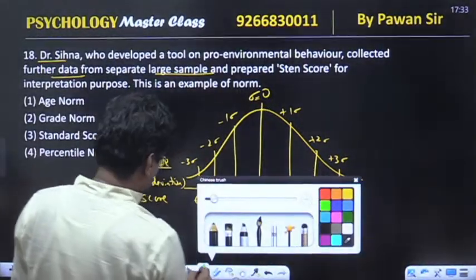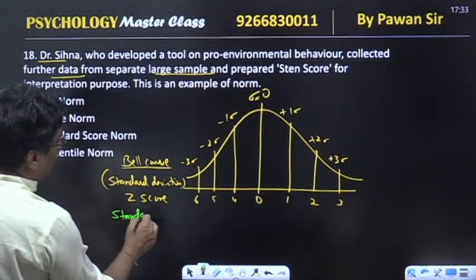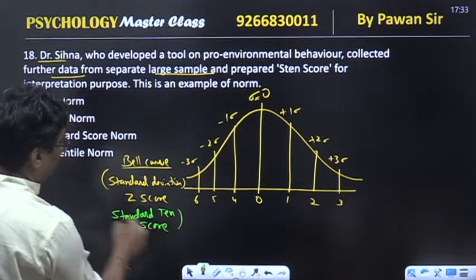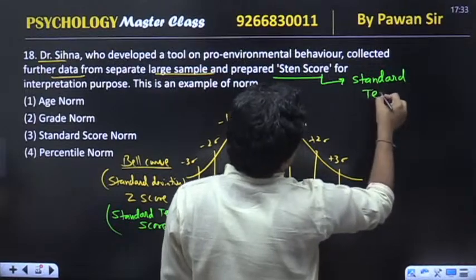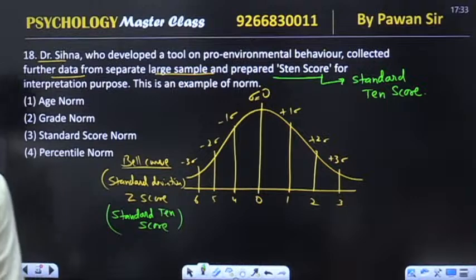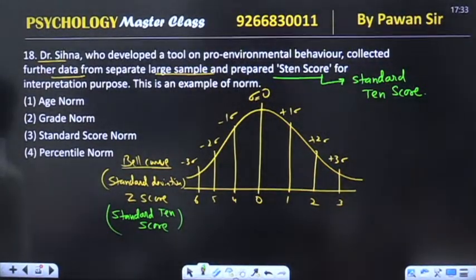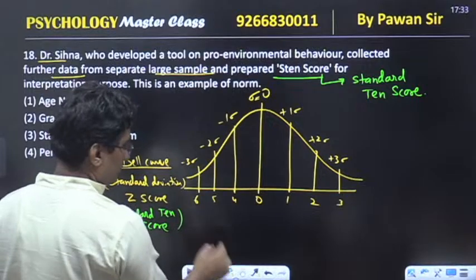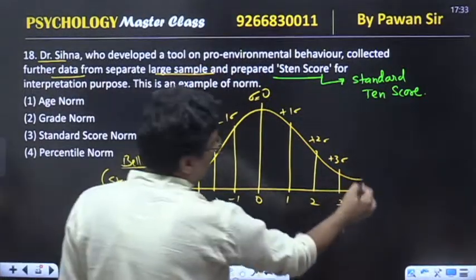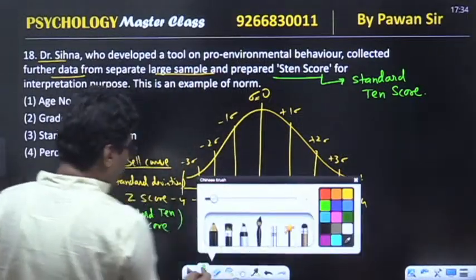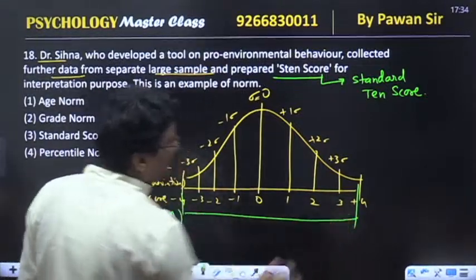Now we will convert it into a standard 10 score. S10 stands for standard 10 score. When we talk about the standard 10 score, we will divide this score, minus 1, minus 2, minus 3, minus 4 and plus 4, into 10 divisions.